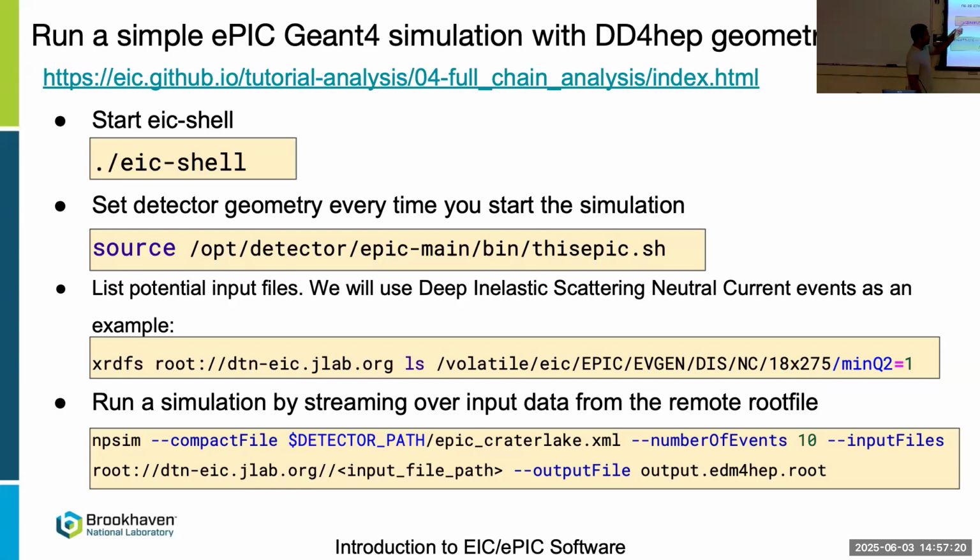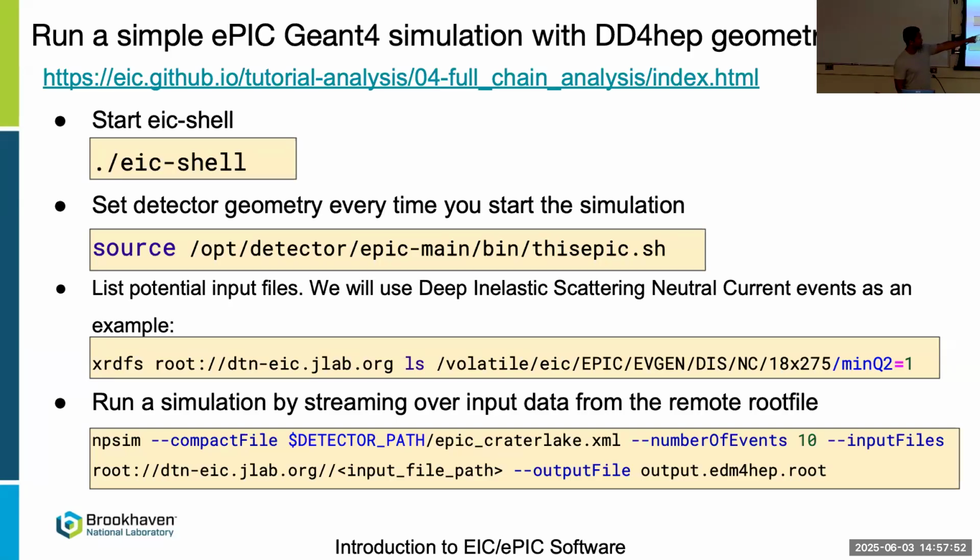So just to recap what's happening at different stages. eic-shell loads the container environment. So everything that you need is in there: Geant4, DD4hep, ROOT, basically the entire EIC software stack. When you source this epic.sh, it loads a particular geometry configuration for our experiment.